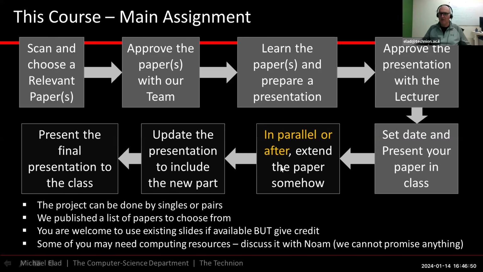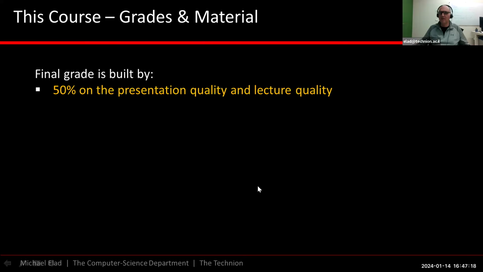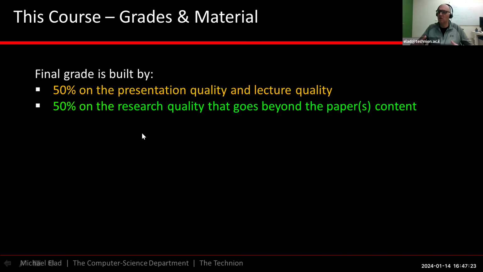Okay, now, most of you will have to run code. By the way, all the papers we have chosen for you are those papers that have open code. Most of you will be running simulations and you will need resources. We cannot promise to give you resources. We hope that you bring your own resources from your department, and we will do our best to find ways to help you and tie you to some of the labs or to AWS, etc. Okay, so the final grade will be basically 50% for the presentation quality and 50% for the research quality that you did on top of the existing paper.